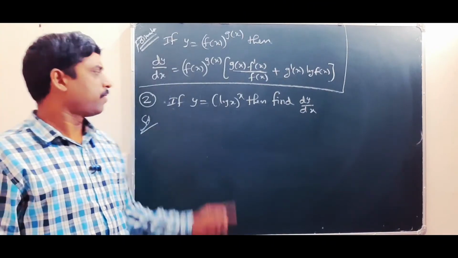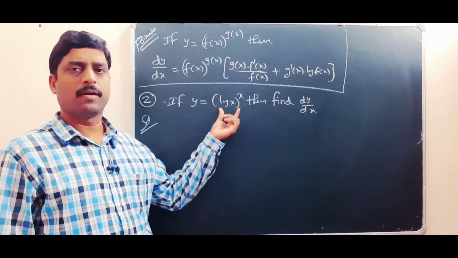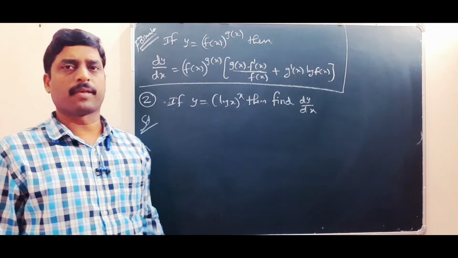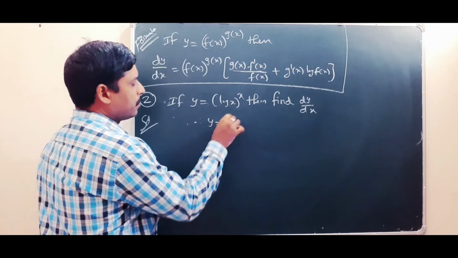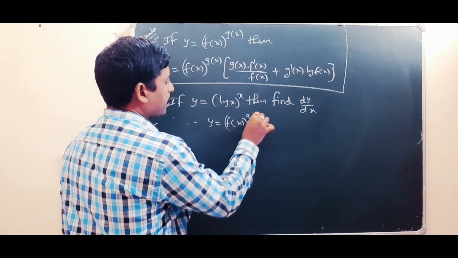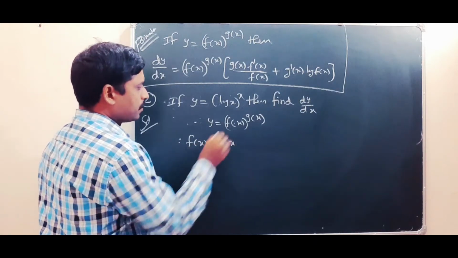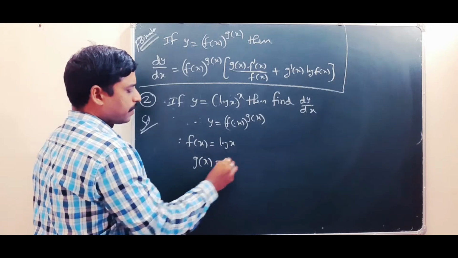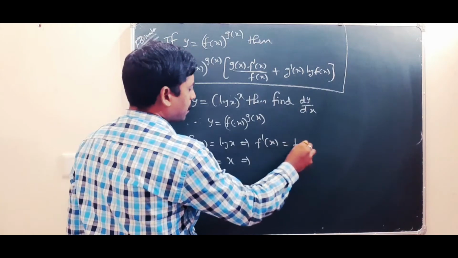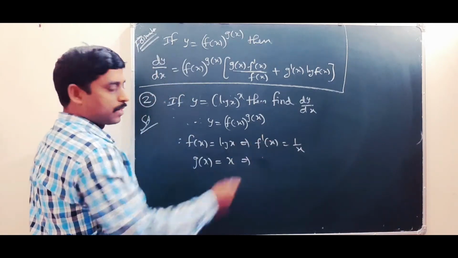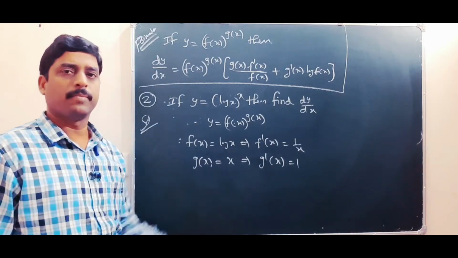Okay, let us go to the next problem. y is equal to log x power x, then find out dy by dx. Okay, on comparing log x power x with f of x power g of x, y is equal to f of x power g of x. Therefore f of x value log x and g of x value x. So differentiation of f of x, we get f dash x 1 by x. Differentiation of log x is 1 by x. Differentiation of g of x is 1 because the derivative of x will be 1.